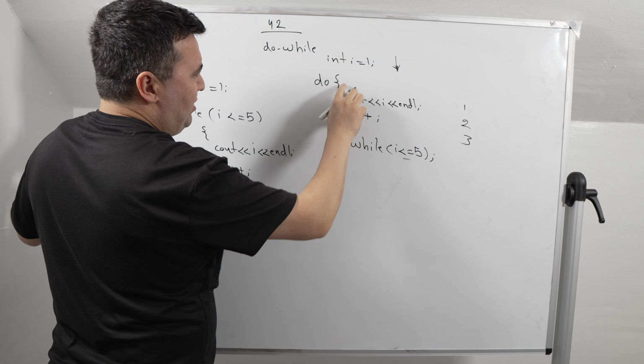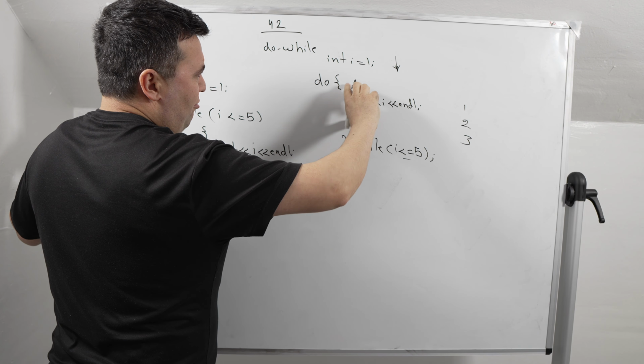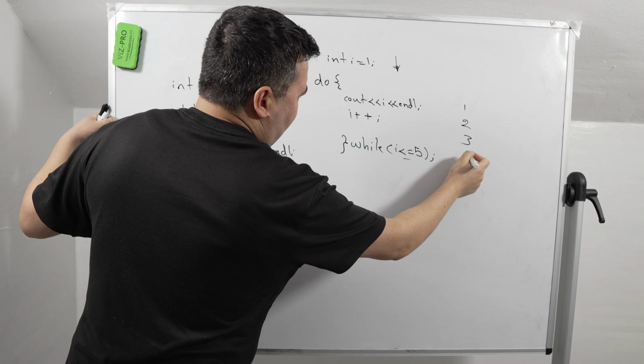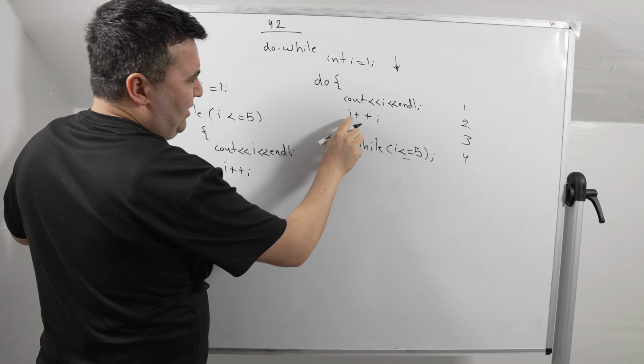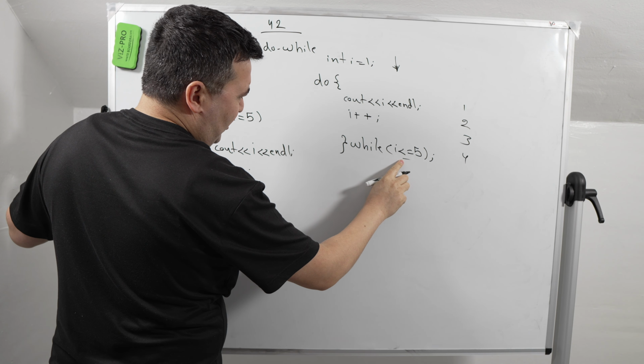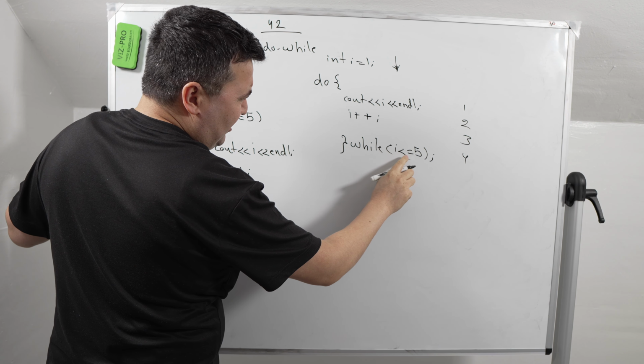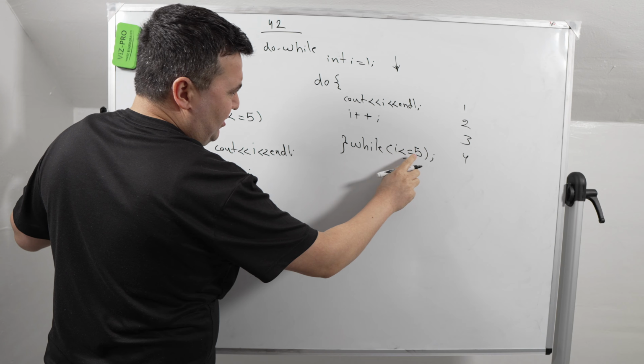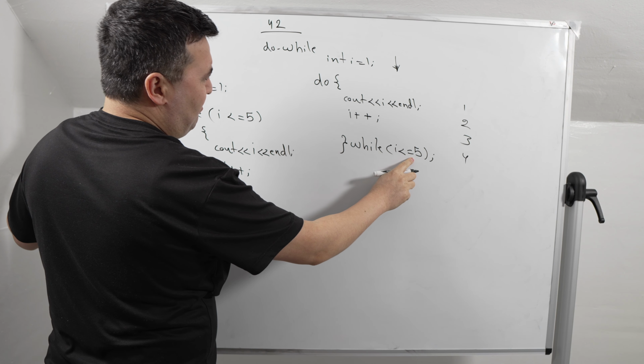Again, it executes the block inside the do while. So it prints out the number 4. And then 4 becomes 5. So here we check the 5. Is 5 less than or equal to 5? Yes, 5 is equal to 5. So the condition becomes true.